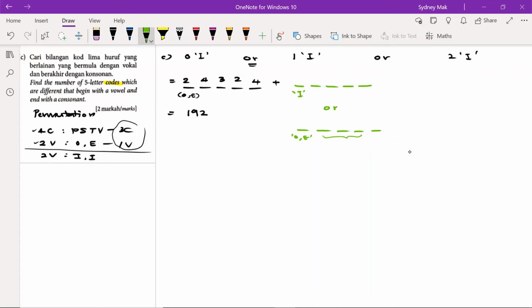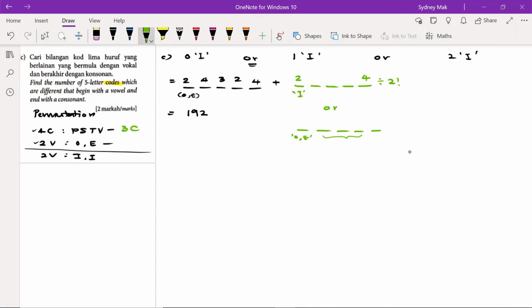Okay, so let's look at the first scenario of 1 I. So there is only one way to choose the I. Now you may argue, hey, I have 2 I's here. Okay, fine, we just fill it 2, and then you must remember to divide by 2 factorial because of the identical I. So the last empty slot, there are 4 consonants to choose from. After choosing 1 out of the 4 consonants, we're left with 3 consonants.